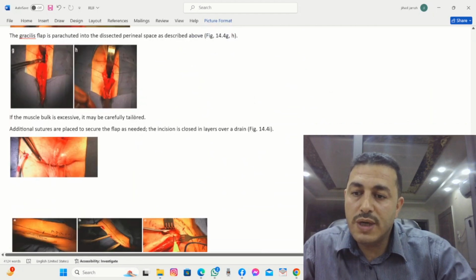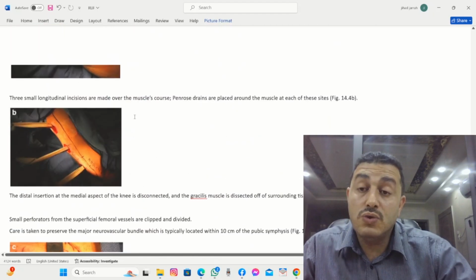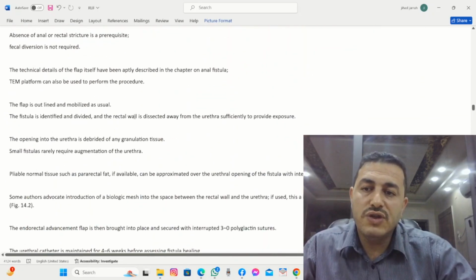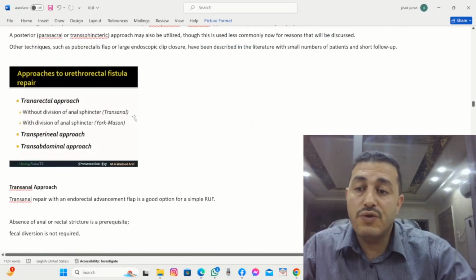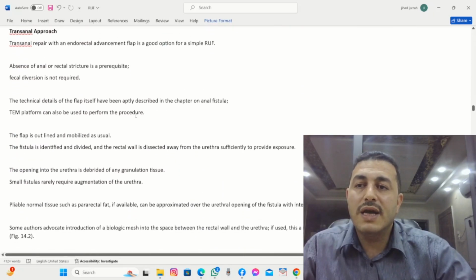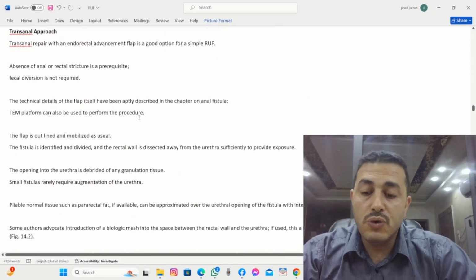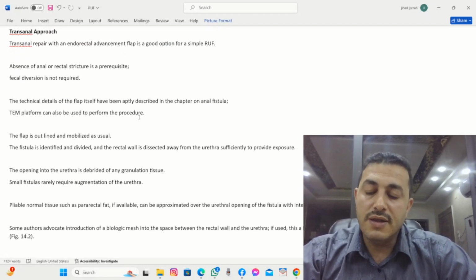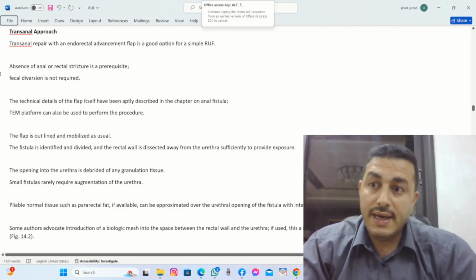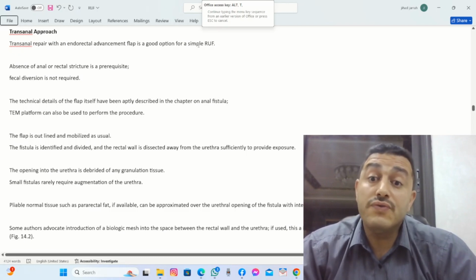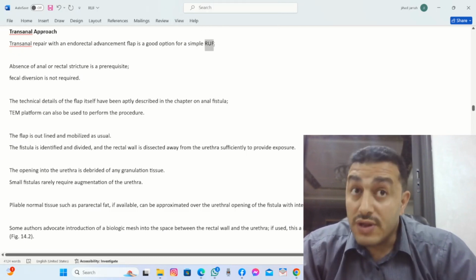Posterior approach we have, and as we said, we have clipping, another modality of treatment, but we need more information about it. Let's talk a little bit and focus about the transanal approach and what we do in this approach. We said the transanal approach is our preferred option for simple rectourethral fistula.